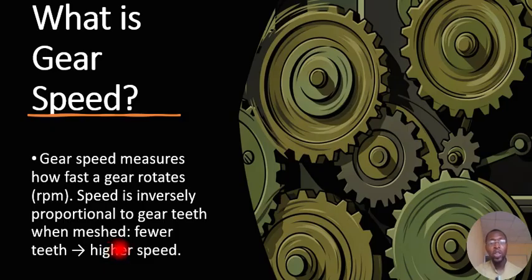So a gear with more teeth will reduce the speed, or we have a reduced speed. So fewer teeth, higher speed. More teeth, lower speed. So that is why we say speed is inversely proportional. That is, as one is increasing, the other is decreasing. So as the teeth increase, then the speed of the gear will decrease, and vice versa.